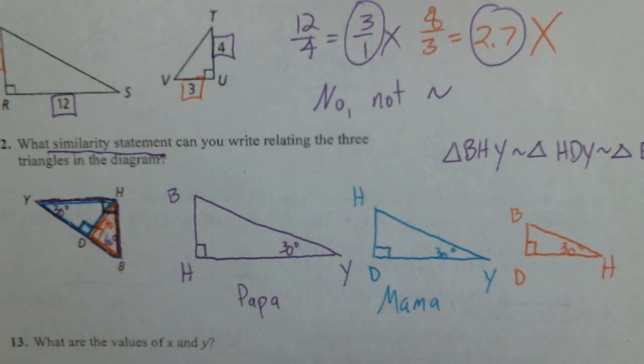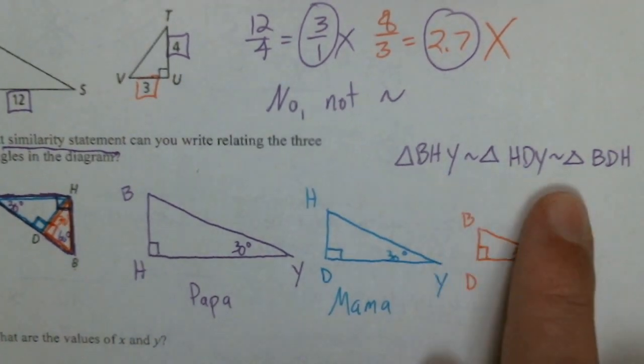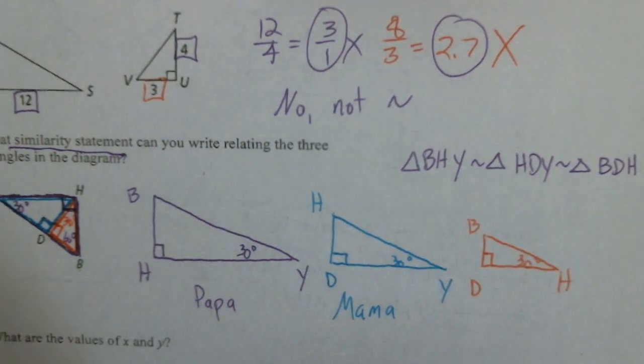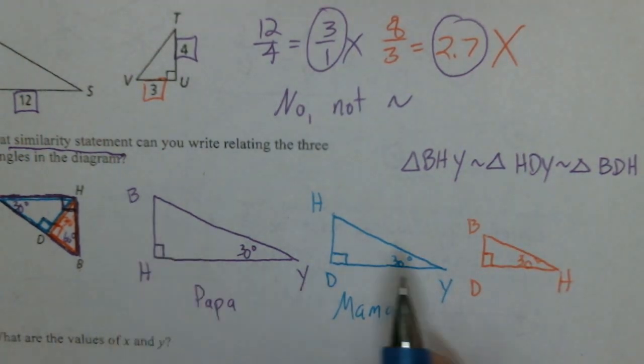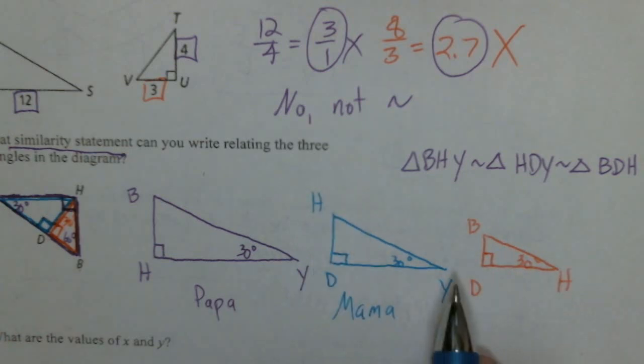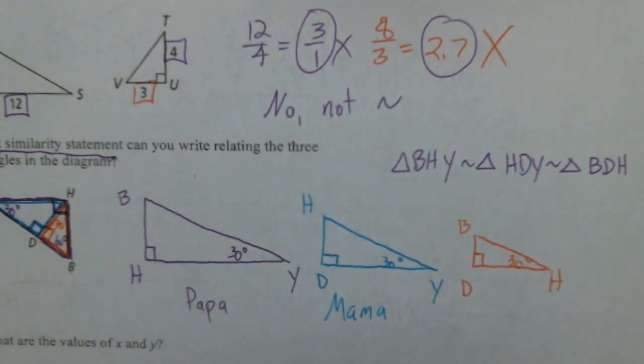Okay. All right, again, your similarity statement might look different than mine. You could have gone backwards. You could have gone YHB is similar to YDH is similar to HDB. All kinds of different combinations would be acceptable there.